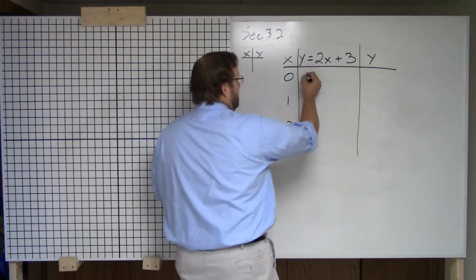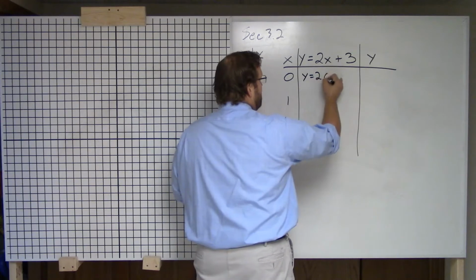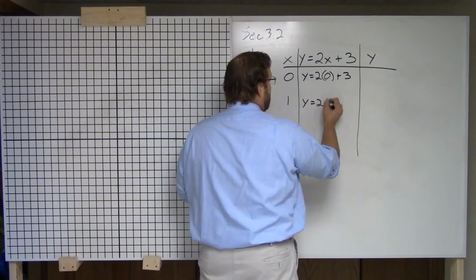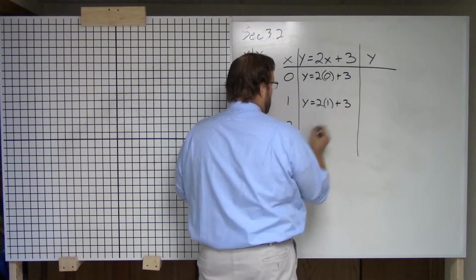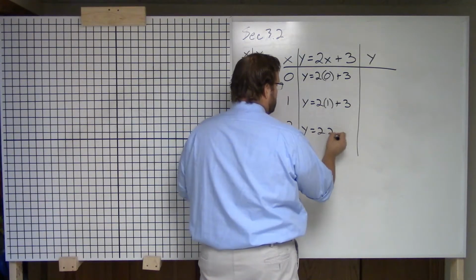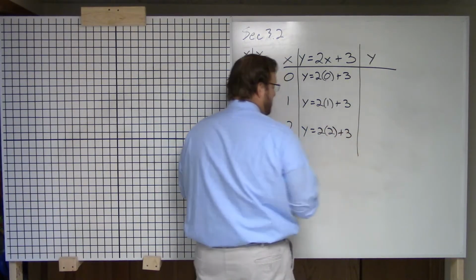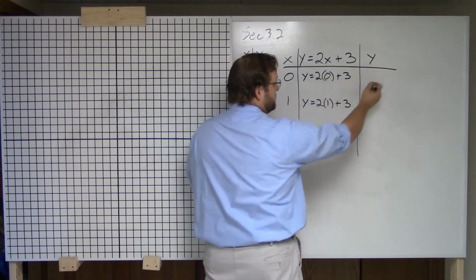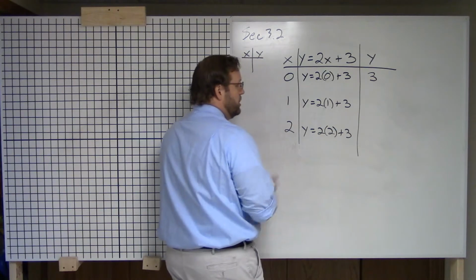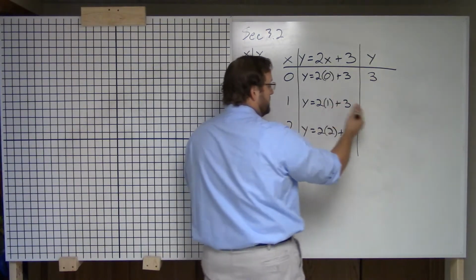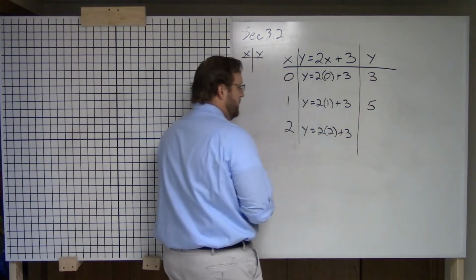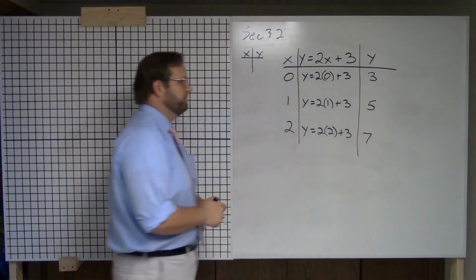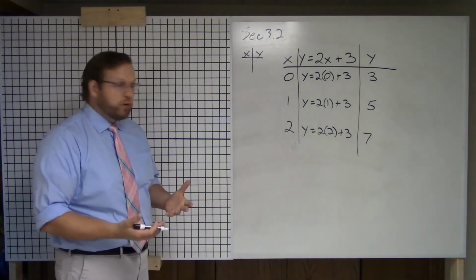So let's do that. I've got y equals 2 times 0 plus 3, y equals 2 times 1 plus 3, and y equals 2 times 2 plus 3. Okay, so 2 times 0 is 0, plus 3 is 3. 2 times 1 is 2, plus 3 is 5. 2 times 2 is 4, plus 3 is 7. And now I have 3 ordered pairs.